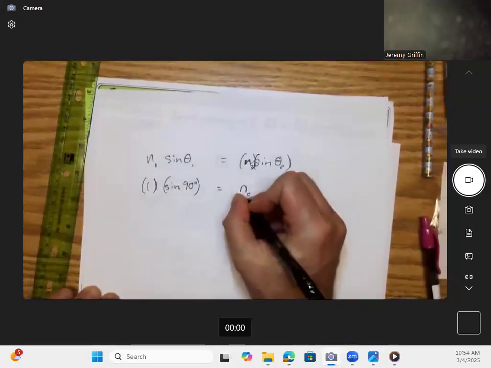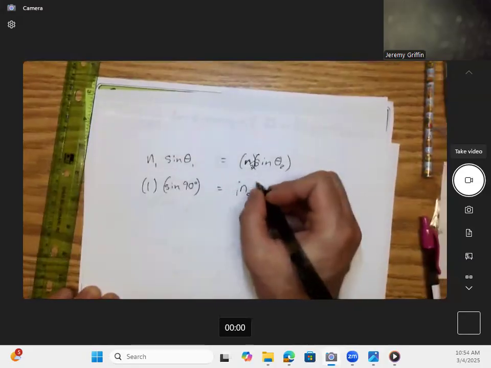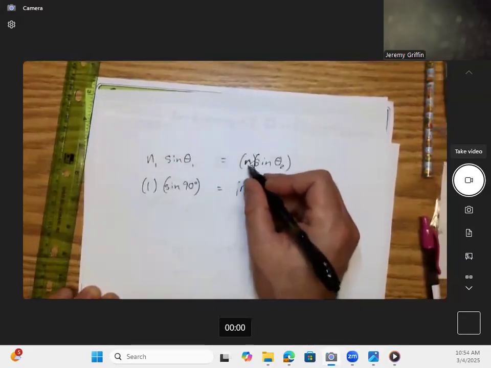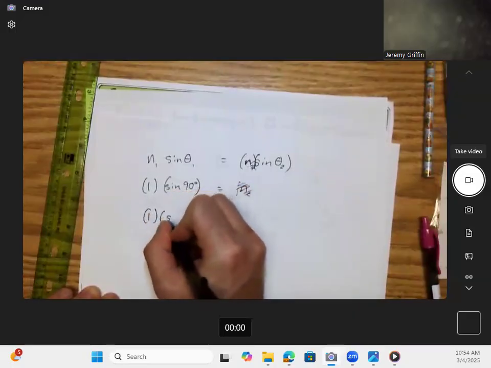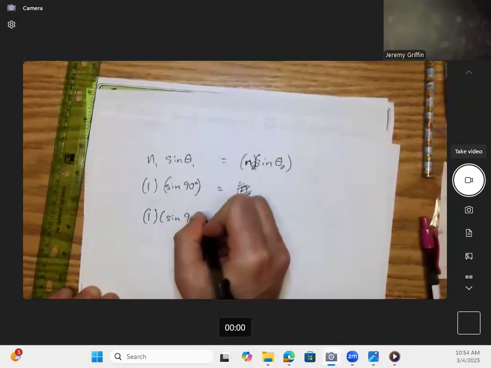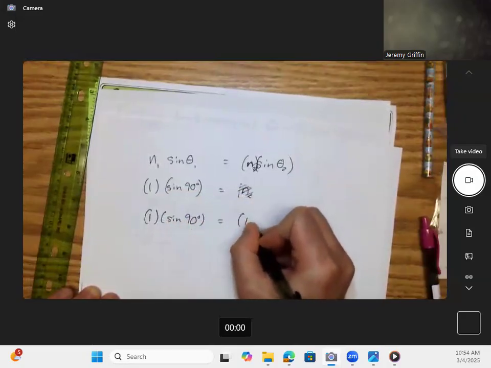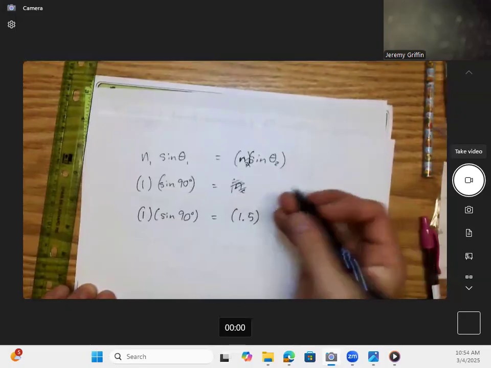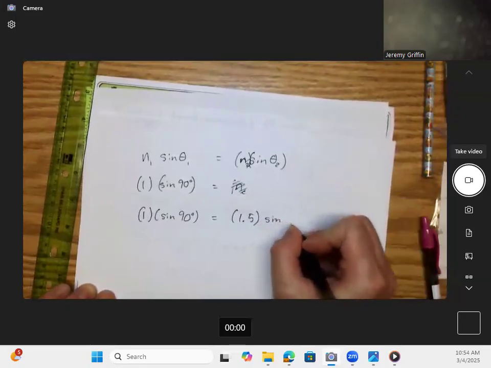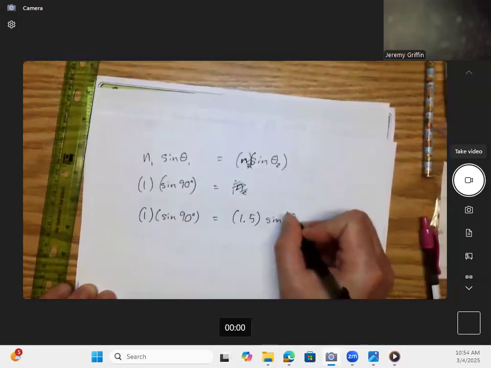So can I find the critical? Oh, whoops. Sorry, that's not what I'm looking for. I meant to call this 1.5. Let's set this up again. 1 times sine of 90 degrees equals, we're calling this 1.5 for the glass, or if you want water, you put in 1.33. Okay, sine of, and we're going to solve for the critical angle.